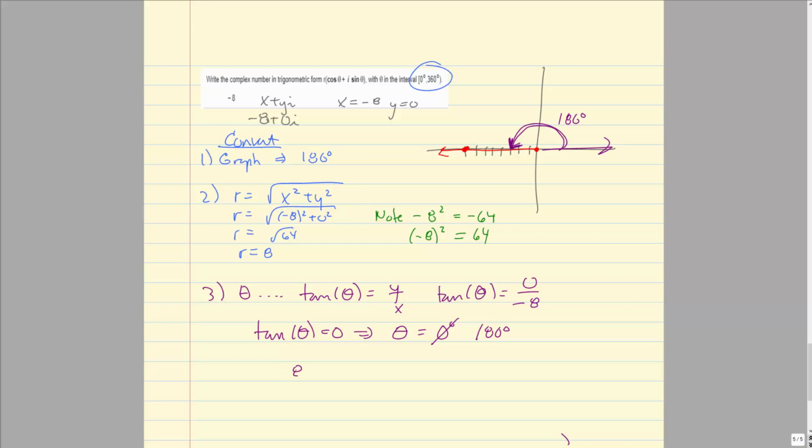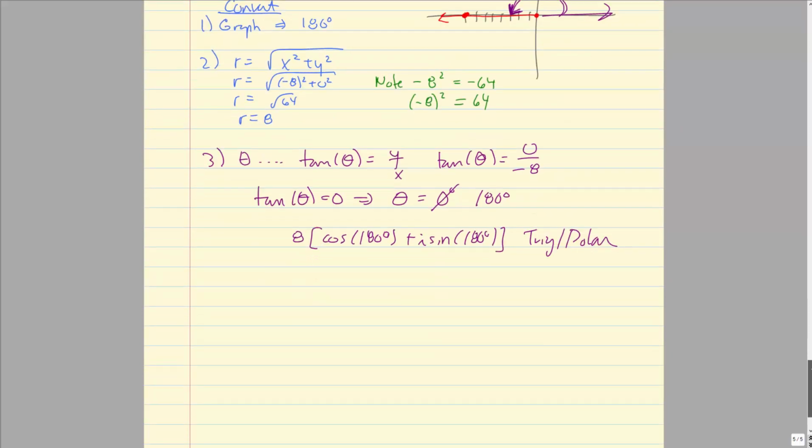So I'm going to use r, which is 8 cosine of 180 degrees plus i sine of 180 degrees. Okay, and this is my trig or my polar form. And what I was given up here to start with was rectangular. It doesn't look rectangular because it's just the number 8, but it is rectangular.